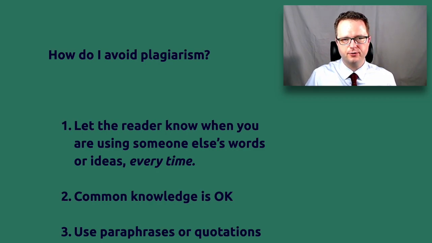Now, we said to avoid plagiarism, you have to do a few things. First of all, you need to let the audience or the reader know every time you use someone else's words or ideas. You don't need to cite common knowledge, information that people would say, yeah, everybody knows that. You can use paraphrases, which is where you summarize somebody's words. Or you can use quotations, which with quotation marks you can use the exact words of your source.